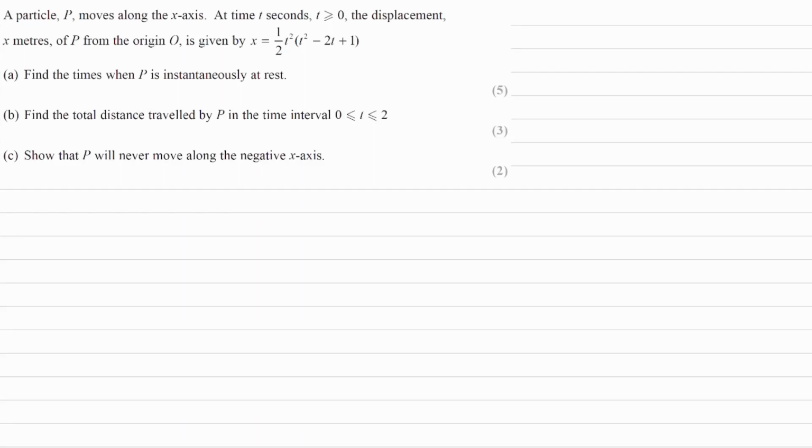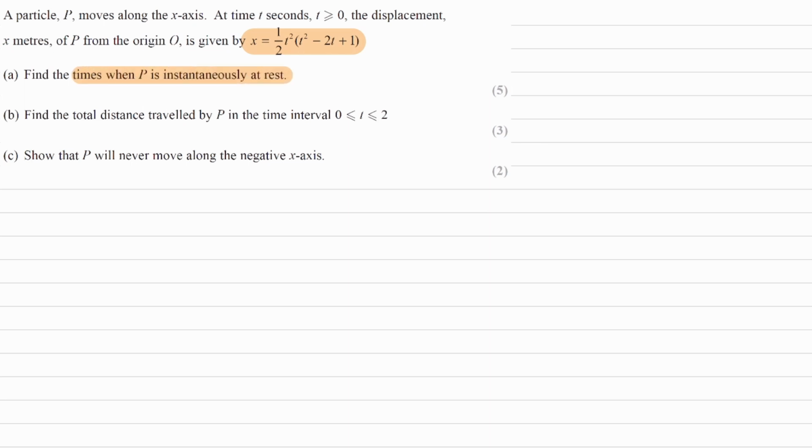A particle p moves along the x-axis. At time t seconds, where t is greater than or equal to 0, the displacement x meters of p from the origin is given by this equation. And then for part A, we're trying to work out the times when p is instantaneously at rest.